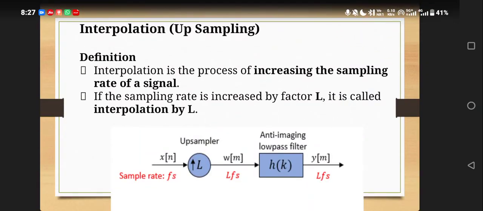What is meant by interpolation? It is also called upsampling. It is the process of increasing the sampling rate of a signal. If the sampling rate is increased by a factor L, it is called interpolation by L. In interpolation, after the upsampler, we use an anti-imaging low-pass filter.